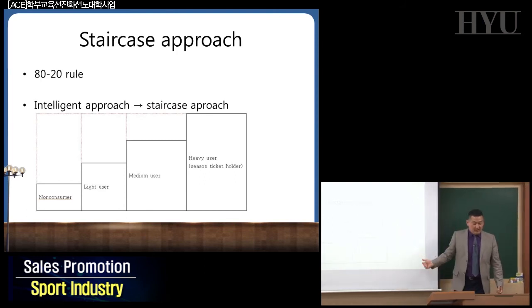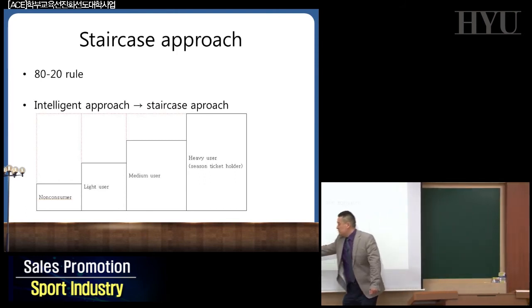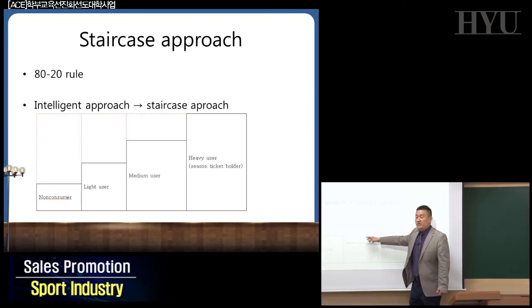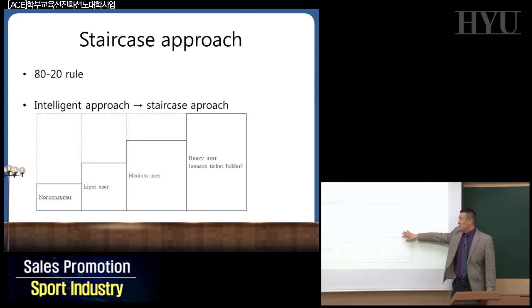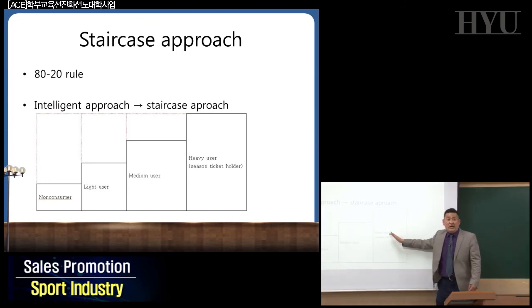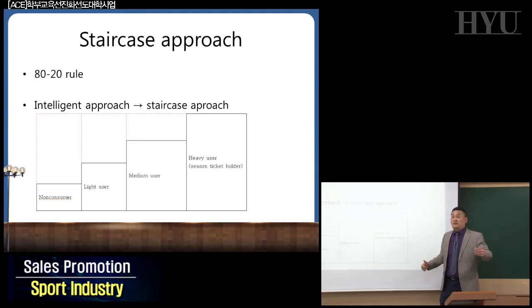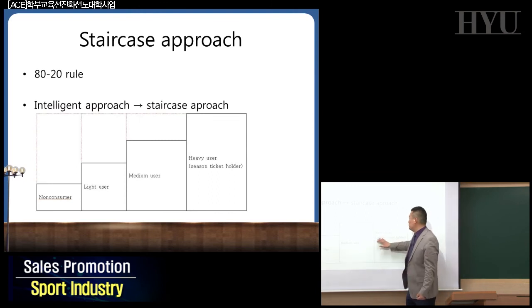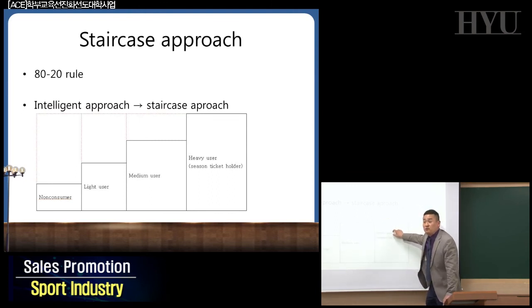So every time, the first step is non-consumer. The second step will be light user. The third one will be medium user. The last step will be the heavy user. In the sports industry, heavy user usually means season ticket holders, right? So every sports company and sports marketing promoter makes efforts to lift consumers up to heavy users, right?